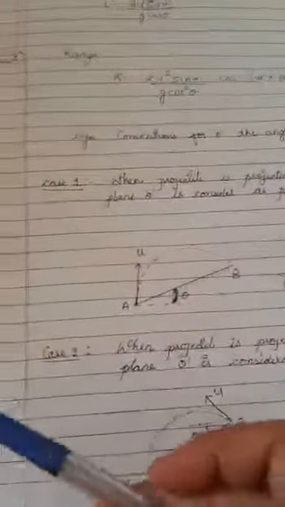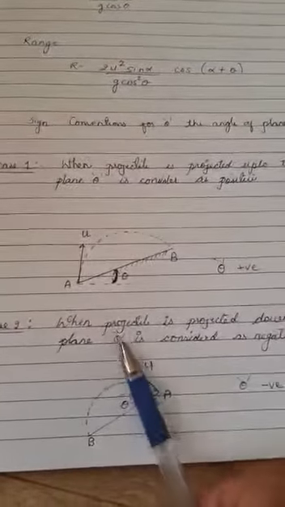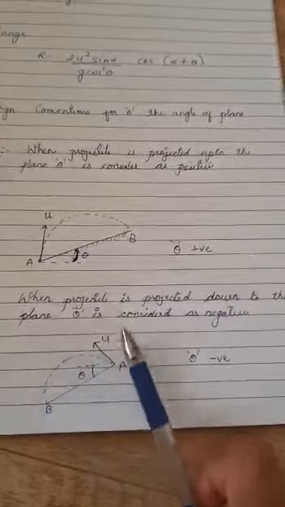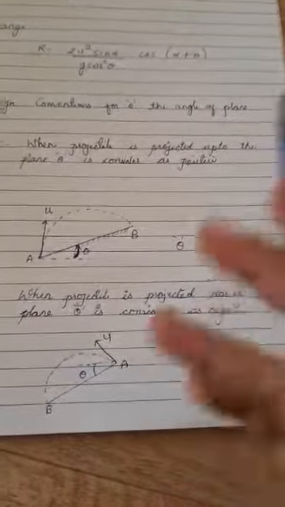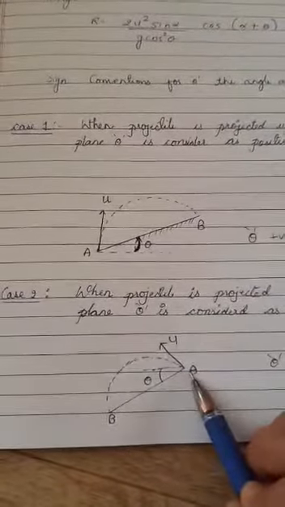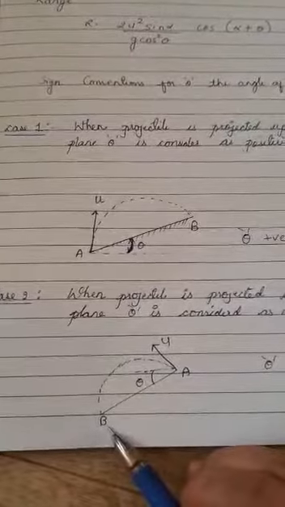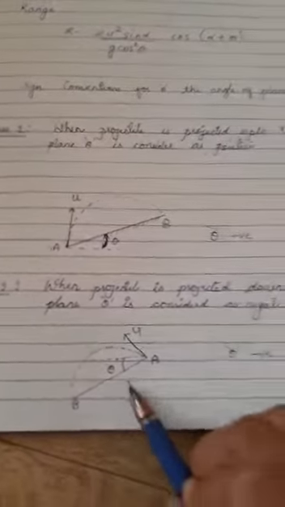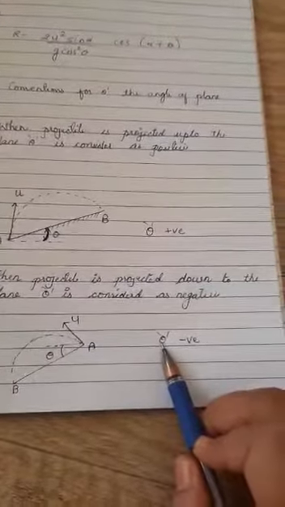Now coming to case number 2, when the projectile is projected down the plane, the value of theta is considered as negative. So here you can see in this figure, this is your point of projection and this is your point of landing. So when the point of landing is below the point of projection, the value of theta will take negative.